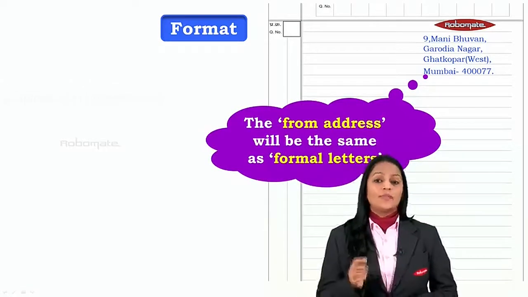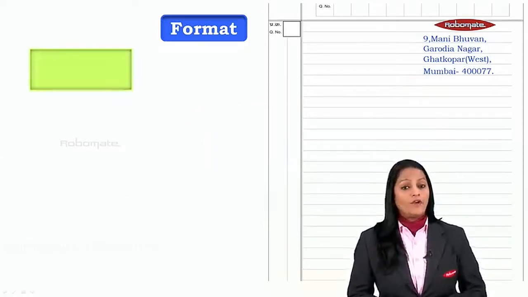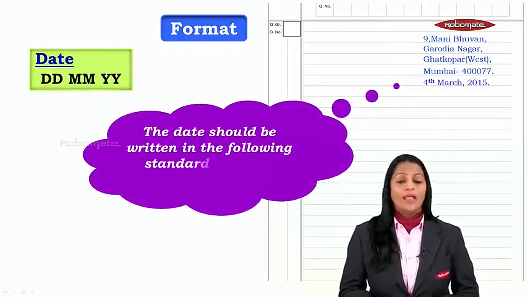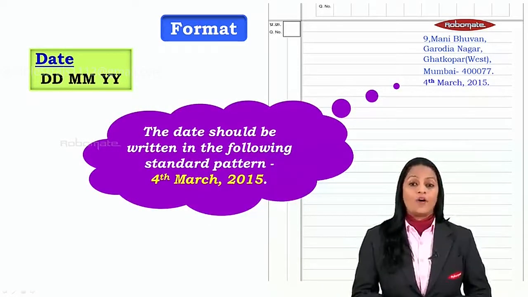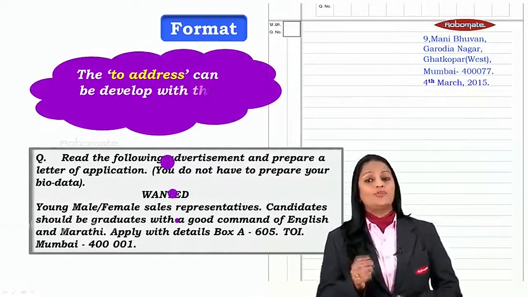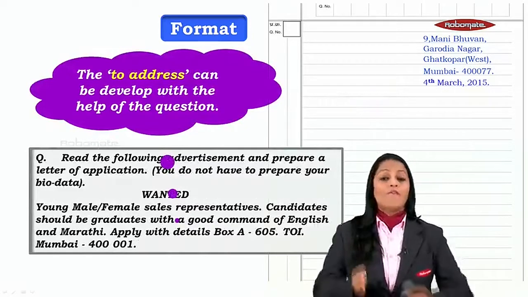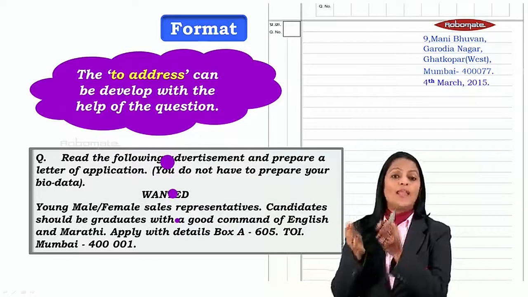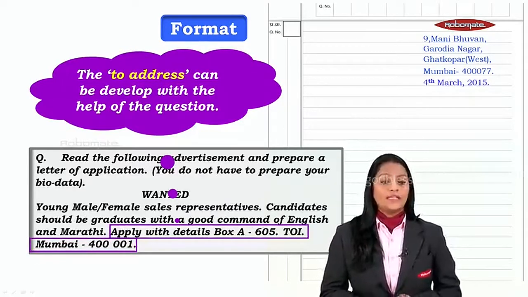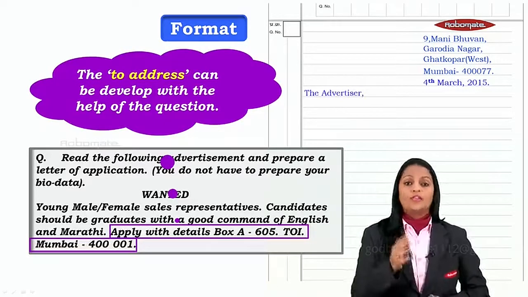So here you have the from address. The from address will be written in the same manner as it was in the formal letters. Then of course we have the date line, which is again DD, MM, YY. Here we will write it in the standard form, 4th March 2015. After that, we have the to address. Now, where do we get the to address from? Students, most of the times, for an application letter, the question will have the to address. You can see there, it is given, apply with details to so and so. So, the to address has been mentioned over there, and you will write the same.